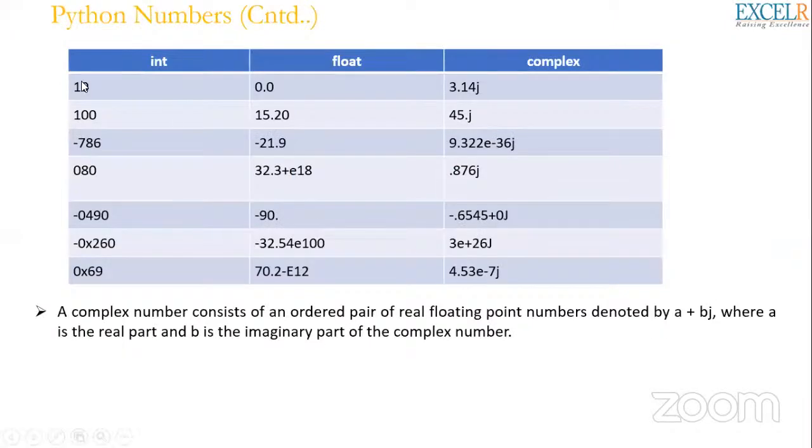देखिए int में we have things like positive numbers, negative numbers, octal, hexadecimals, etc. These are floating point numbers with points, with E18 formats. And then we have complex numbers. I hope all of you have done complex numbers in your class 11, 12 at least.